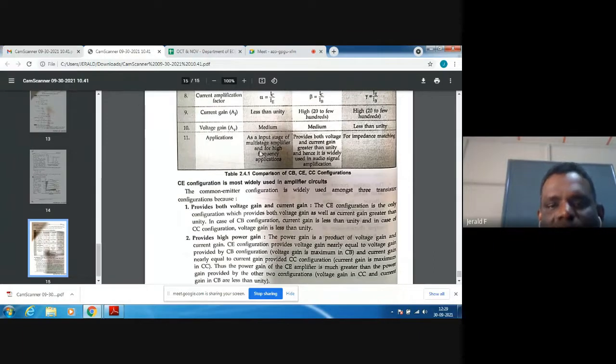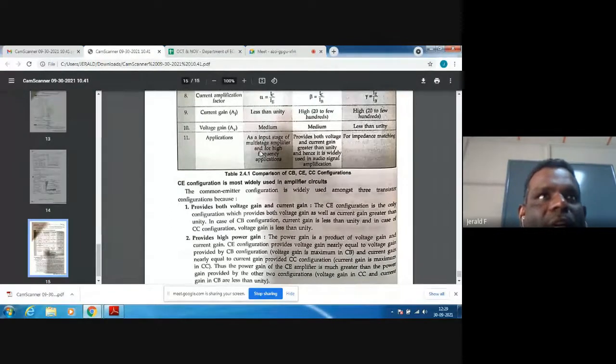This input stage is normally a multi-stage amplifier. A multi-stage amplifier can be used for a communication circuit, for example AM modulation and FM modulation circuits. Class A, Class B, push-pull, and there are different amplifier circuits. That is called a multi-stage amplifier circuit, which can be used in communication circuits.